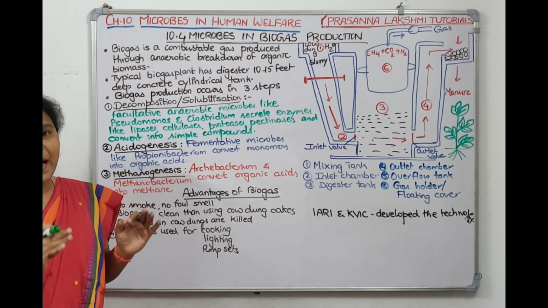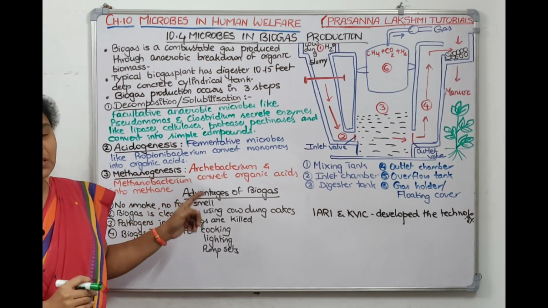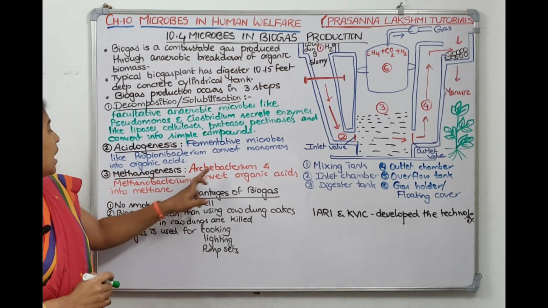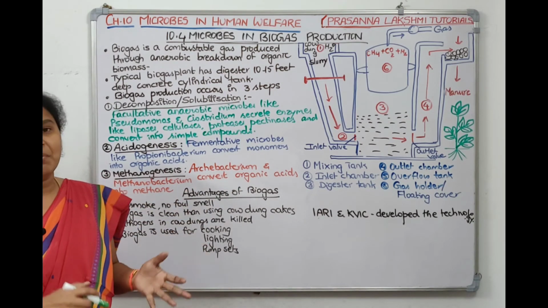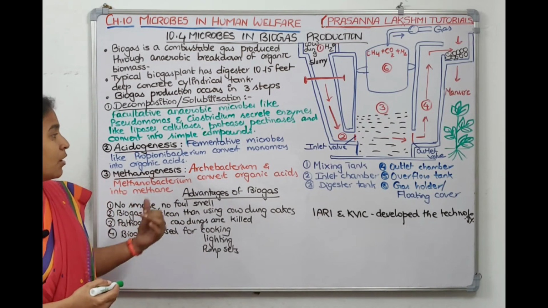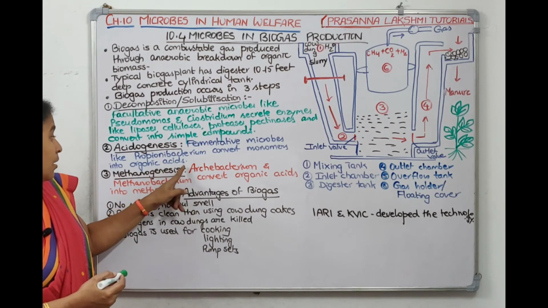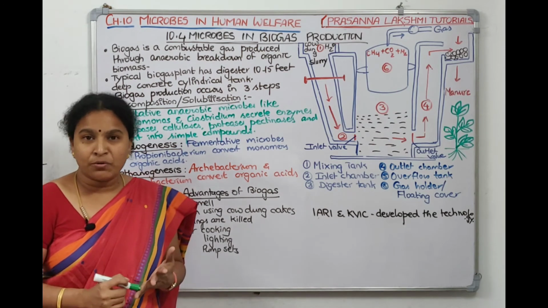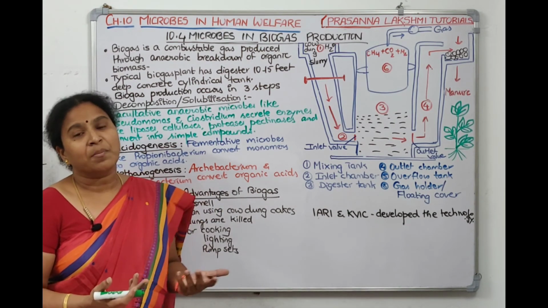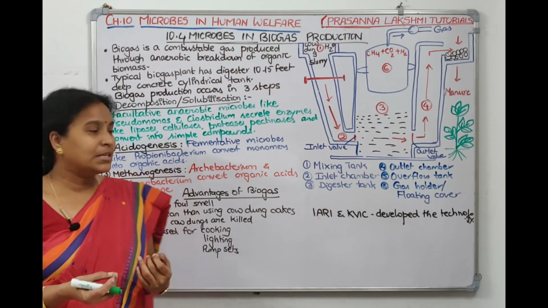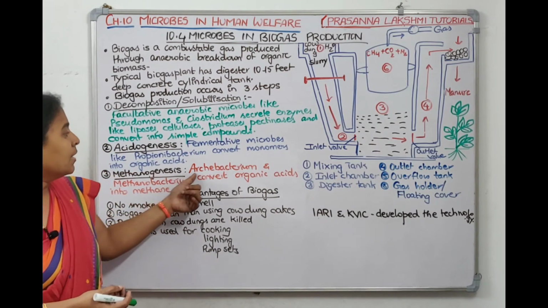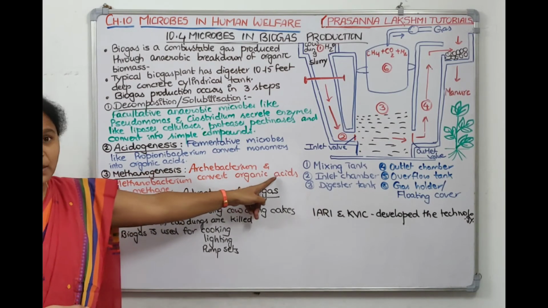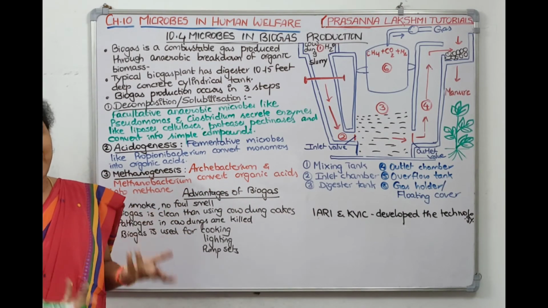The third step, the actual step, is called methanogenesis. Here the methanogenic bacteria, they are archaebacteria only. Archaebacteria like Methanococcus and Methanobacterium act on the organic acids and generate methane, H2S, carbon dioxide, and sulfur. So methanogenic bacteria convert these organic acids into methane, which is the main thing.